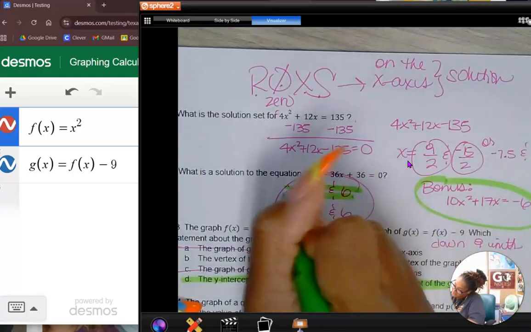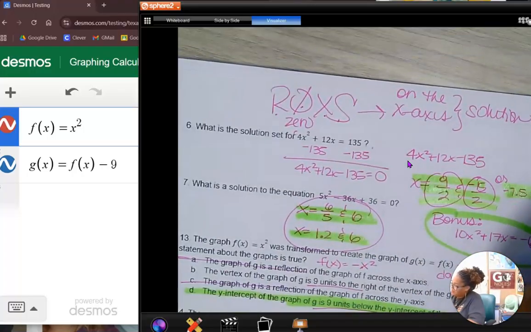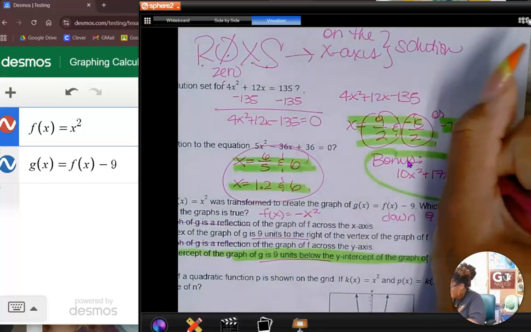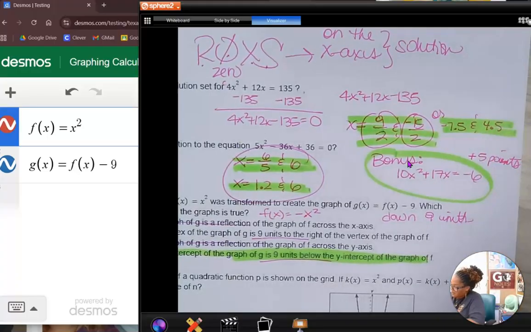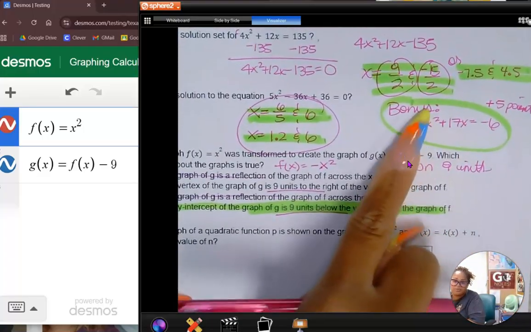Here are my answers. Here's the +5 towards your test. +5 points. Also, this whole thing must be done as well. You can't just get the bonus points for doing that.